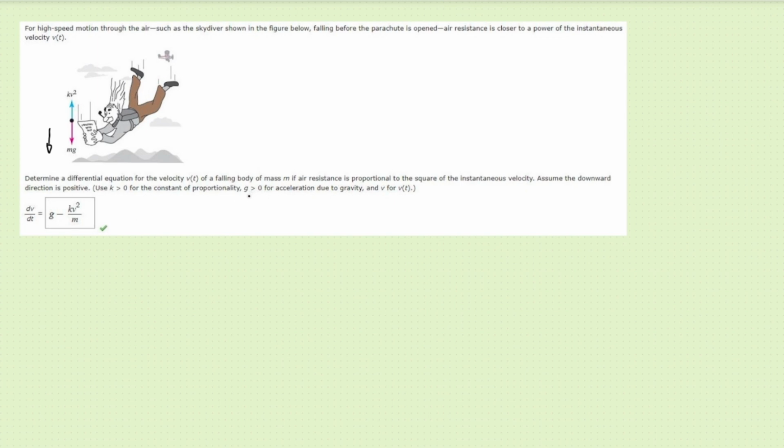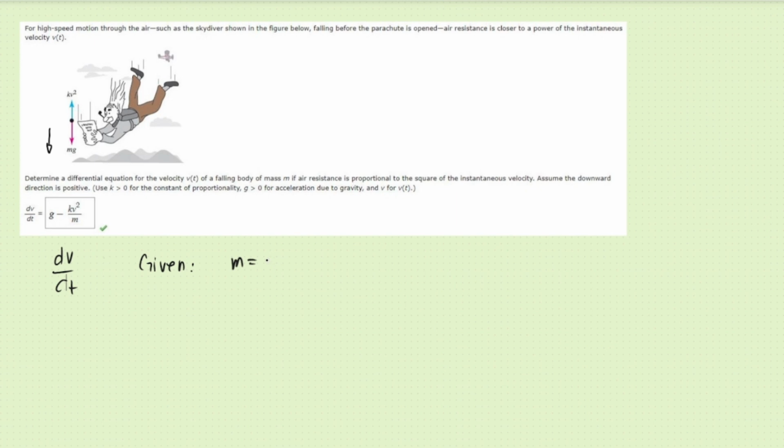And obviously, we have g greater than 0, which is 9.81 meters per second squared, the acceleration due to gravity. So we'll write it first. In this problem, we're required to find dv over dt, and we have these given parameters, starting with m.